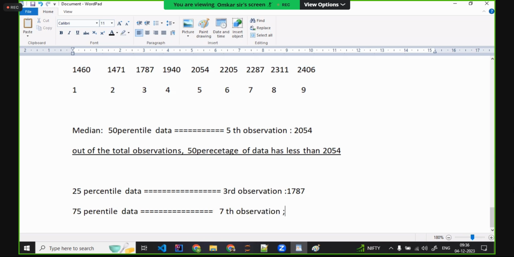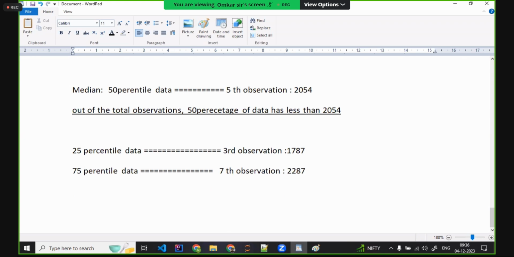Don't see my PPT, okay? Don't cheat me. 2287. Now 50 percentile is equal to fifth observation, that is called 2054. 25p is equal to third observation, that is equal 1787. And 75 is equal to seventh observation. Now can you make the formula? Can you try to create a formula based on this?